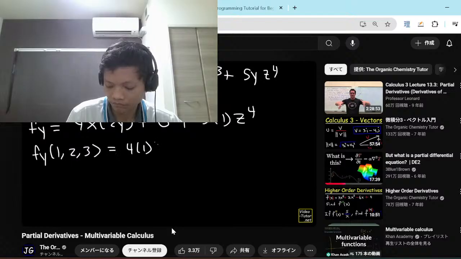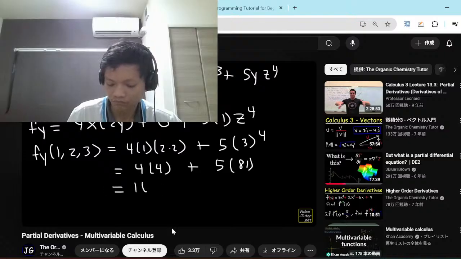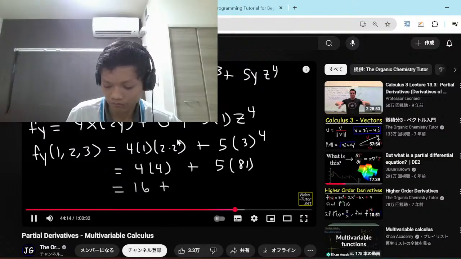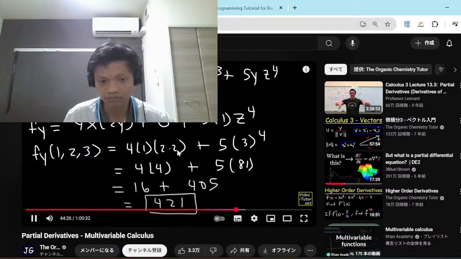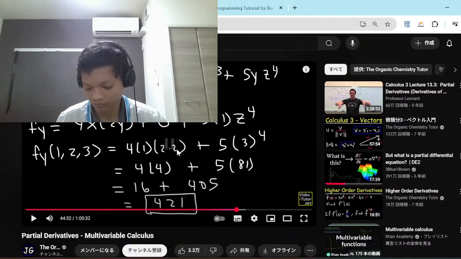So x is 1, and y is 2, and z is 3. So 2 times 2 is 4, and 3 to the fourth power is 81. That's 3 times 3 times 3 times 3. 4 times 4 is 16. Now 5 times 80 is 400, and 5 times 1 is 5, so 5 times 81 is 405. Plus 16, that's 421. So that's the rate of change of the function with respect to y at the point 1, 2, 3.